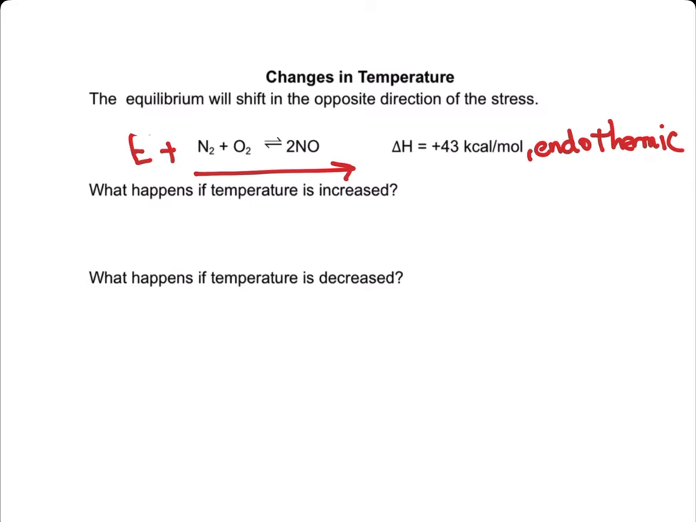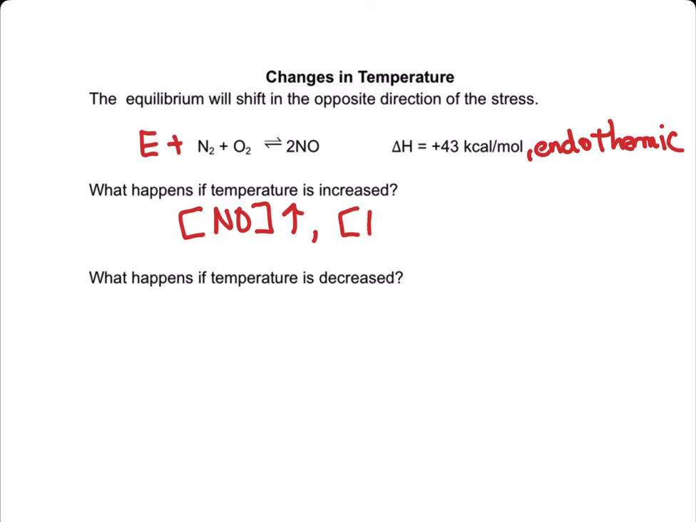If that happens, then let me go ahead and write that down. If that happens, then that means I'm going to increase the concentration of NO, and I might go ahead and explain the other concentrations. I can say concentration of N2 decreases. I can say O2 decreases. I can also say that the reaction will go towards the right. All of these are going to be acceptable answers if you're doing a multiple choice question test.